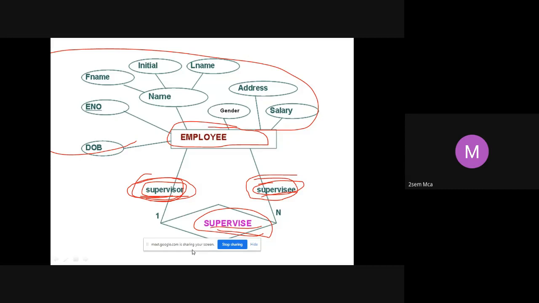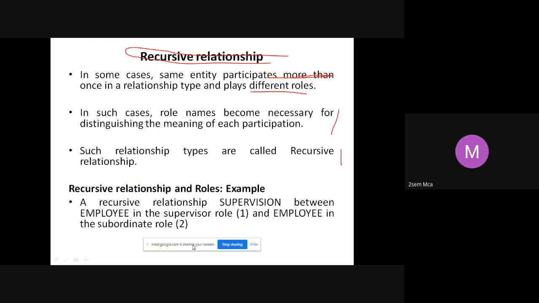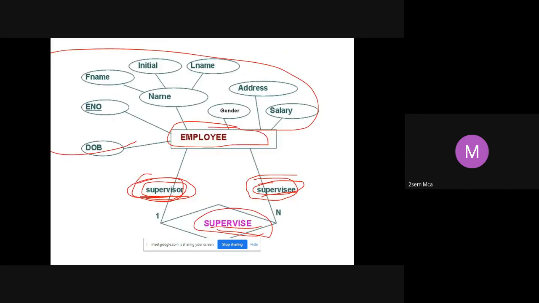So that is what is called a recursive relationship, wherein role names become very much necessary for distinguishing what role you are playing. All right. So supervise is a very good example. There is one supervisor, there is one written here, one supervisor for n number of employees.